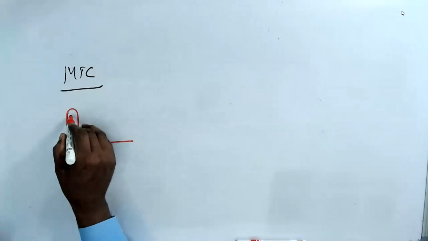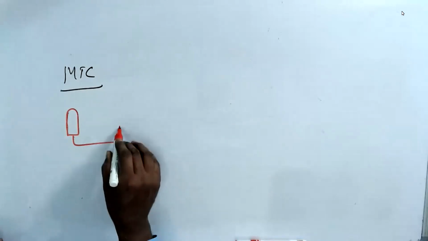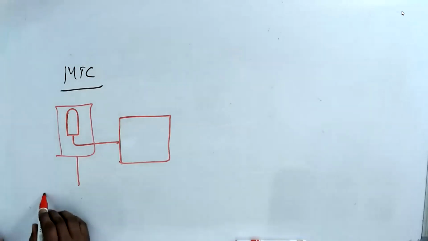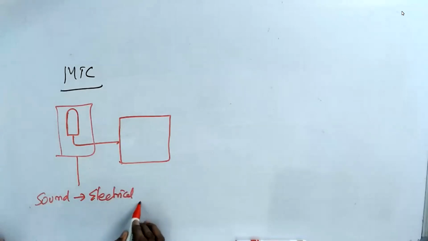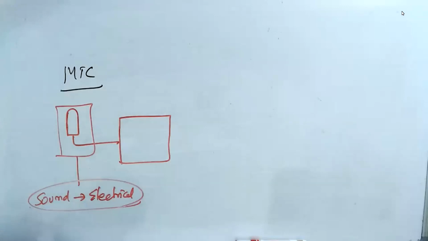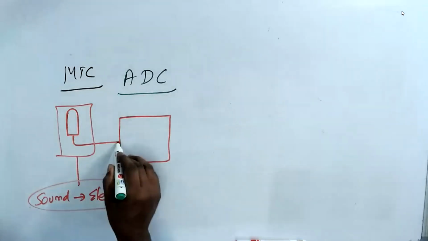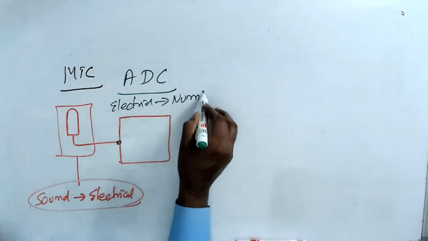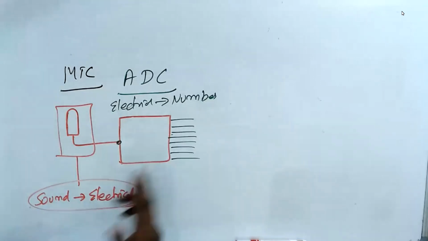For the mic, what we do here is we will convert this. What the mic does is act as a converter from sound to electrical. It is converting sound to electrical. That is what your mic does. This guy is called ADC. What does an ADC do? It converts electrical to number. Now you understand. It goes to number.